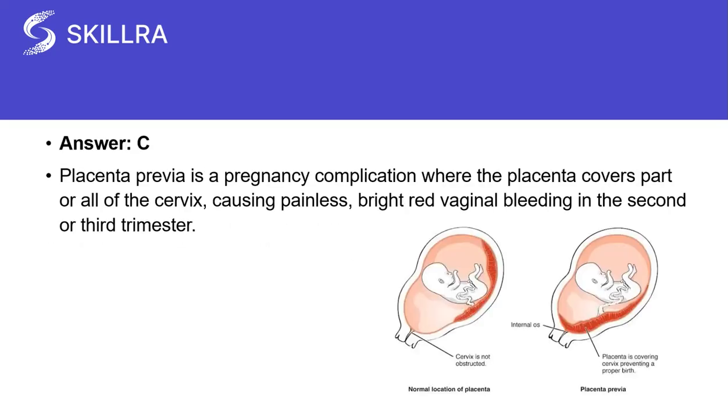Placenta previa is a pregnancy complication where the placenta covers part or all of the cervix, causing painless bright red vaginal bleeding in the second or third trimester.